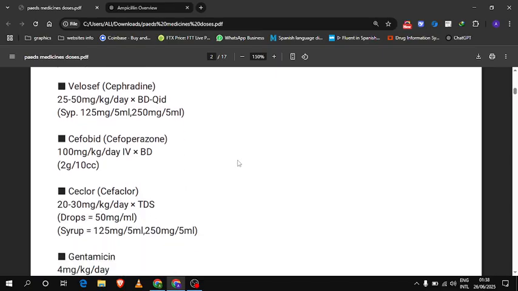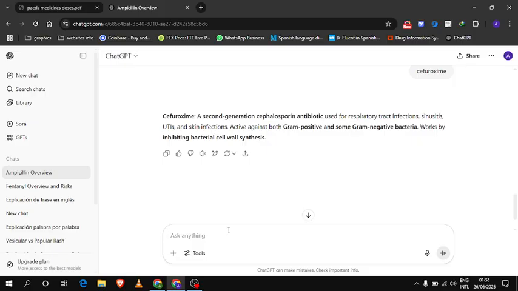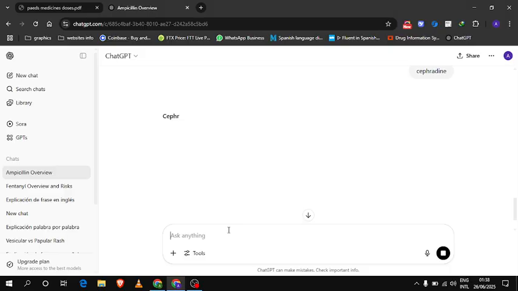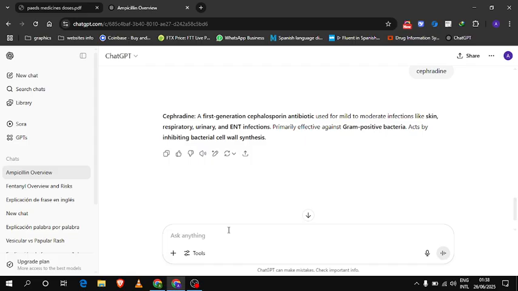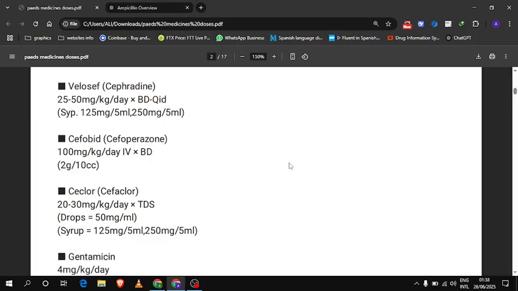Next antibiotic is ceftazidime. Let's check it out. Ceftazidime, a first generation cephalosporin antibiotic used for mild to moderate infections like skin, respiratory, urinary, and ENT infections. Primarily effective against gram positive, acts by inhibiting cell wall synthesis. So it can also be used for mild infection. It is not helpful in severe infections. Next is cefoperazone.